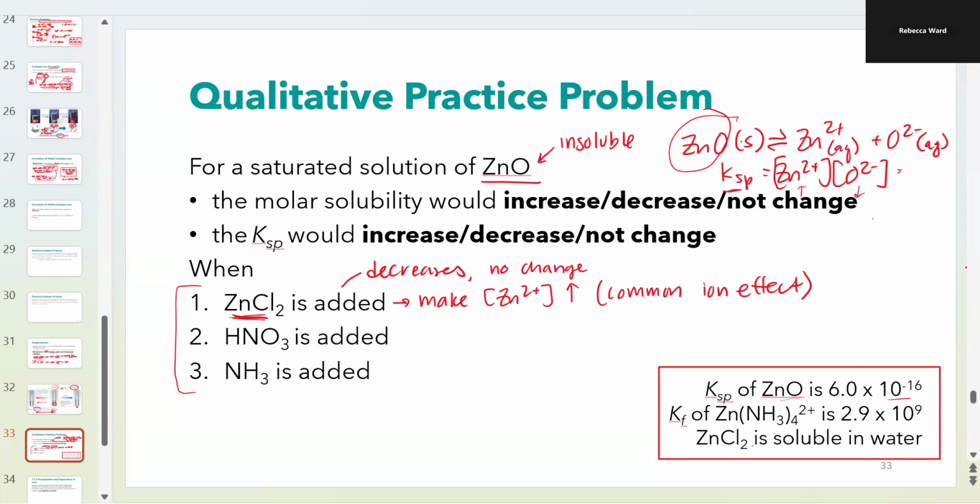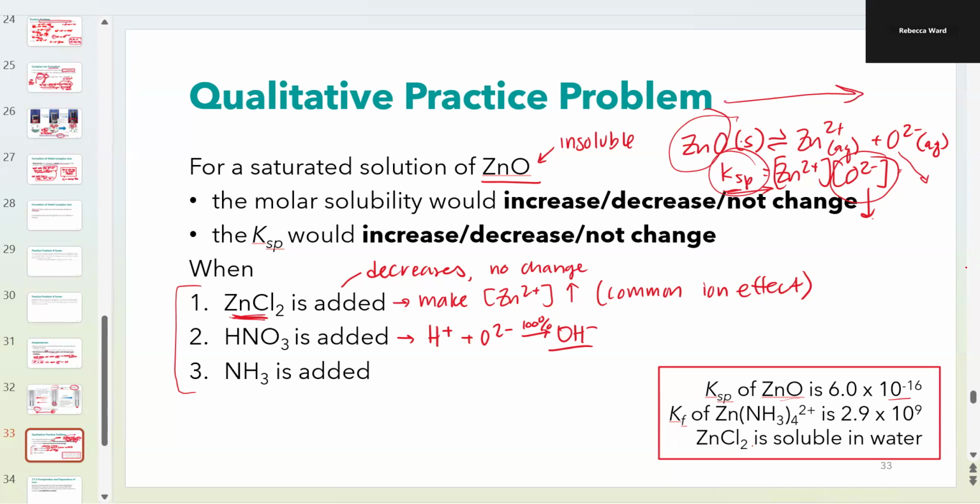All right, HNO3 is added. This makes H+. Okay, and then we ask ourselves, is the anion going to react with H+? O2- is an incredibly strong base, so yes, we make OH- at 100%. Okay, so that means this concentration is now going down. We are consuming O2-. So we have to dissolve more of our zinc oxide to maintain our Ksp. Okay, so we pull this out of solution, we need to shift right. Consume product, make more product.